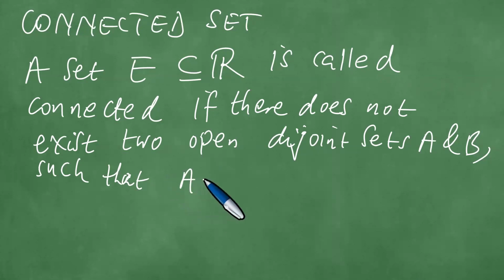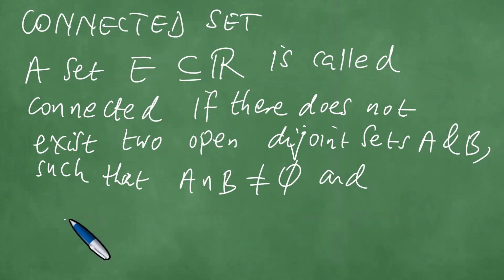A intersection B is the empty set. And E, for example, can be written as the union A union B. Okay, this set E is called connected if you cannot find two open sets so that this is the case. So E is connected if you cannot have two open sets that separate. We use the word separation because they are sets that observe separation.